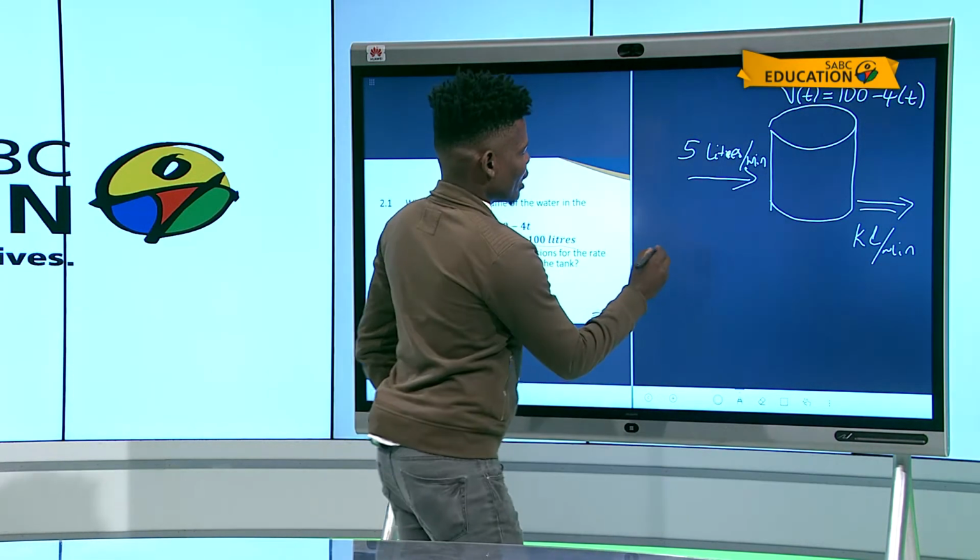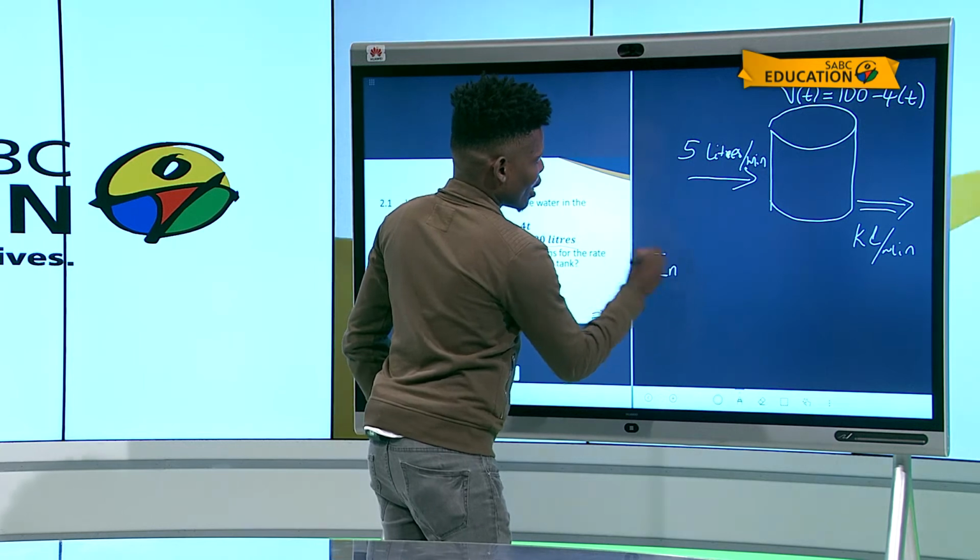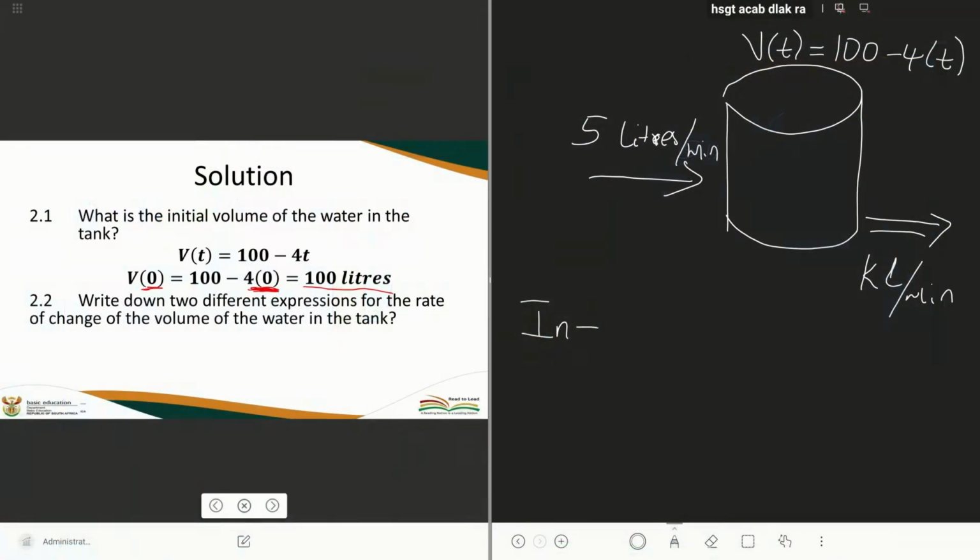All right? So it means we can talk of the rate of water into the tank minus the water out of the tank. If we look at the water inside the tank, we subtract the rate at which the water is leaving the tank. That will give us the rate of the volume of water that is in the tank. So if we look at the rate of water into the tank, we said that was 5, and the rate of water out of the tank, we said that was K. So that will be one of the expressions.